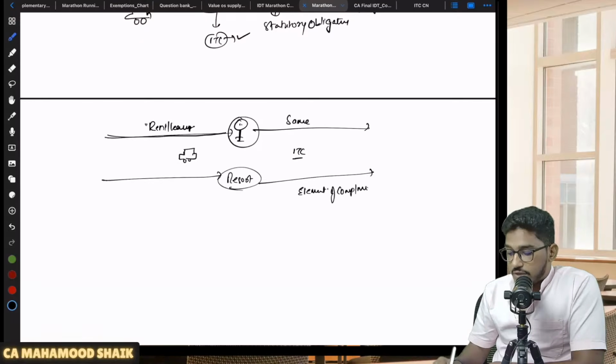Now what this resort management is doing is taking on lease some off-roading vehicles like Thar and all. They are taking these vehicles on lease. Sir, why are they taking them on lease? Because the customers who are arriving at their resort, for them they are providing composite supplies. What is a composite supply?